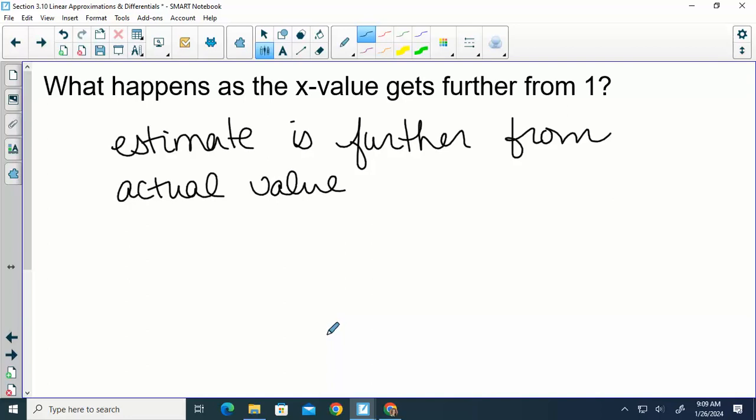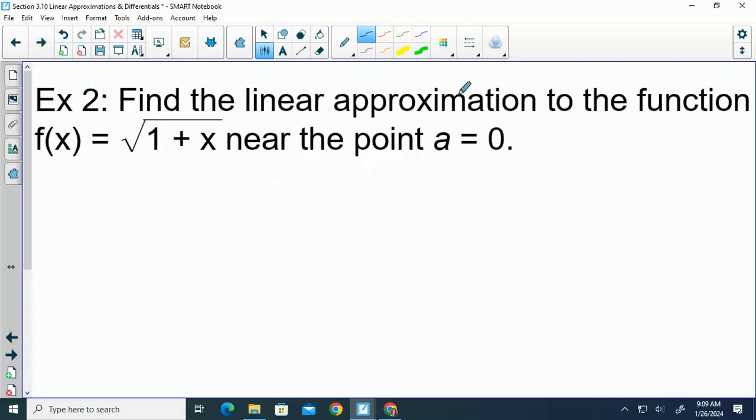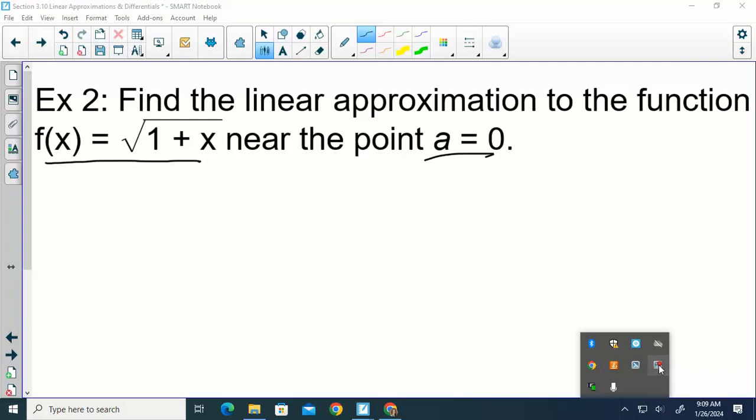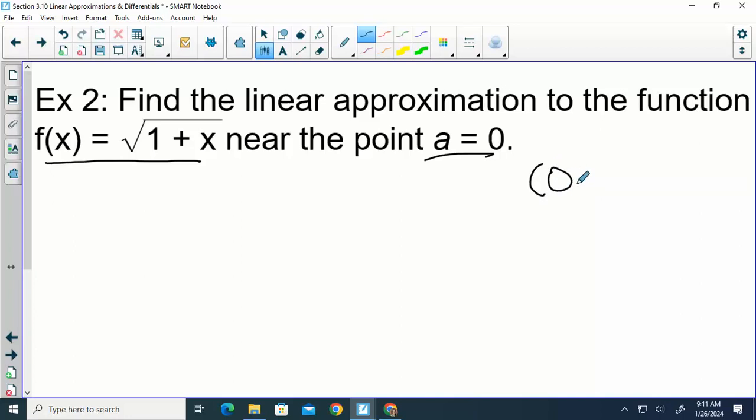All right. I want you guys to try example 2. It's very similar. You're finding a linear approximation. It's again a square root function. Your a is 0 this time. So what's the point on our graph? X is 0. To get the y value, you plug it into the equation. So you get the square root of 1, which is 1.